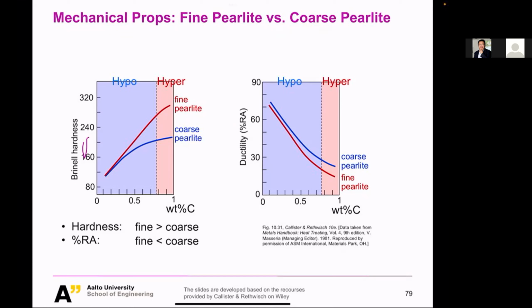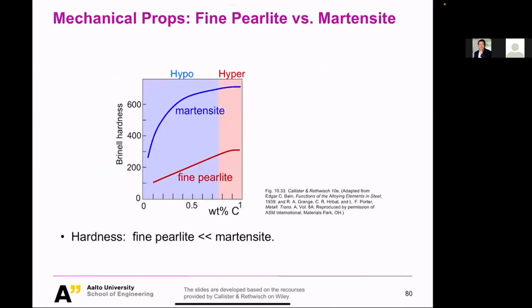And at the same time, the ductility becomes worse, right? Because you would have the trade-off between the strength and ductility. So this is about fine and coarse. And we can also make a comparison between the fine perlite and martensite. So you know, martensite microstructure is even finer, but not only about that. Martensite has many other features, as I just described to you. That's why no matter it's hypo or hyper, your hardness of martensite is extremely higher than the fine perlite.